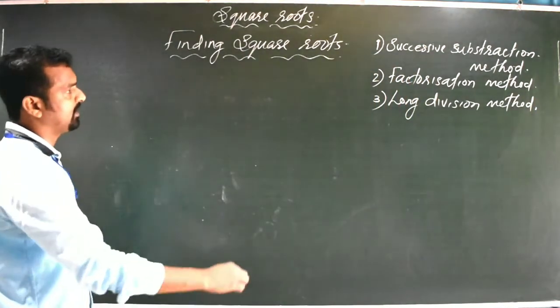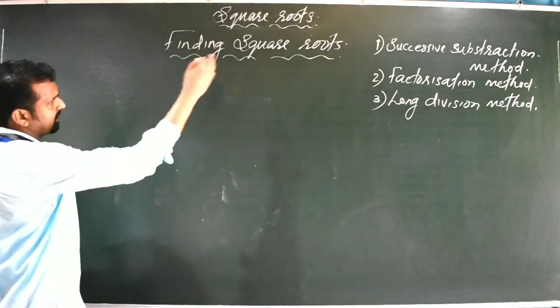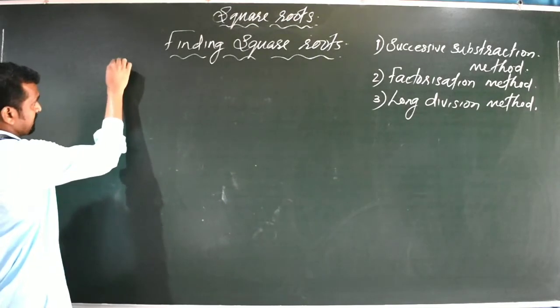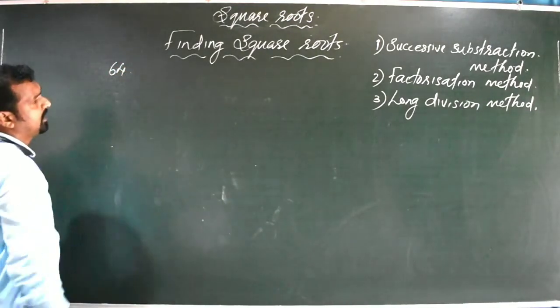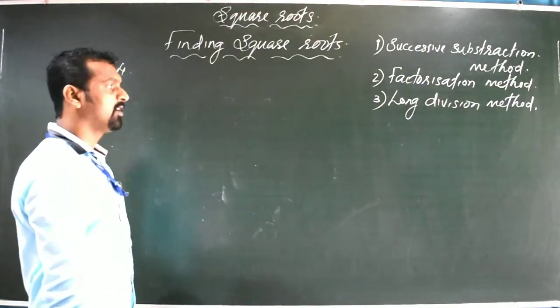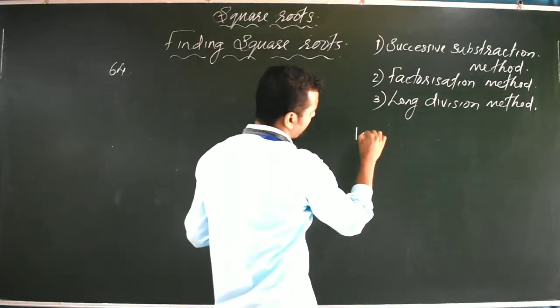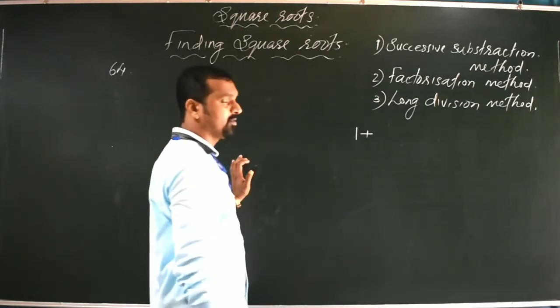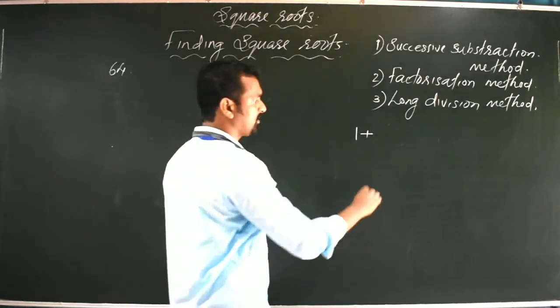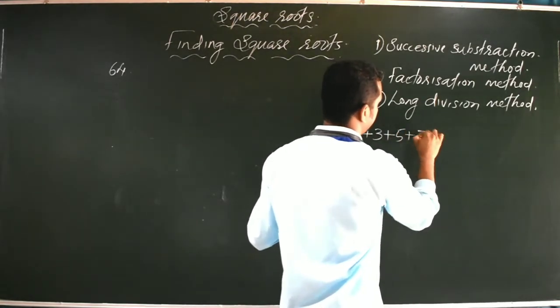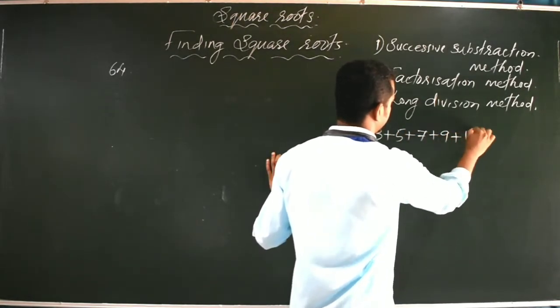How can we find out the square root of a number by using successive subtraction method? Find the square root of 64 by successive subtraction method. We have studied properties of a square. Sum of the consecutive odd numbers: 1 plus 3 plus 5 plus 7 plus 9 plus 11.